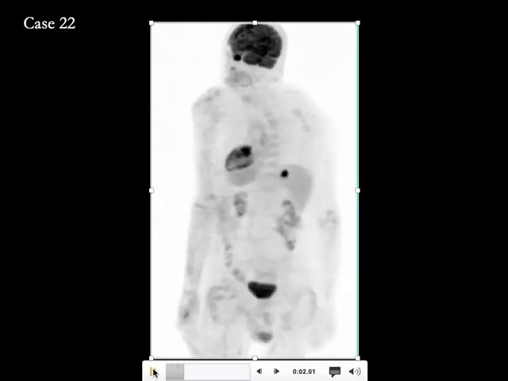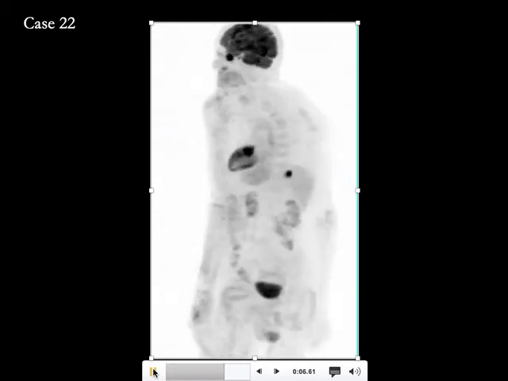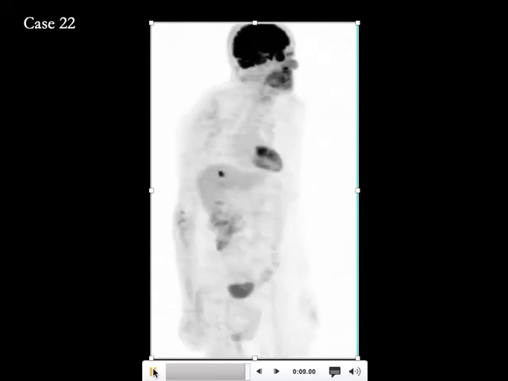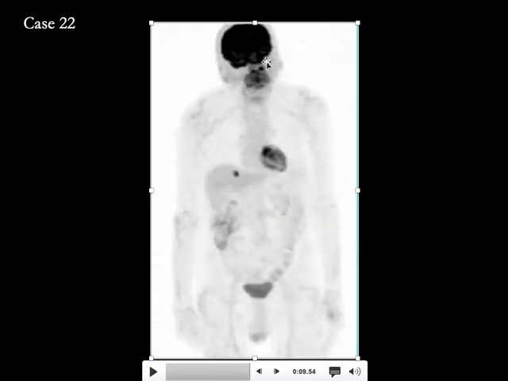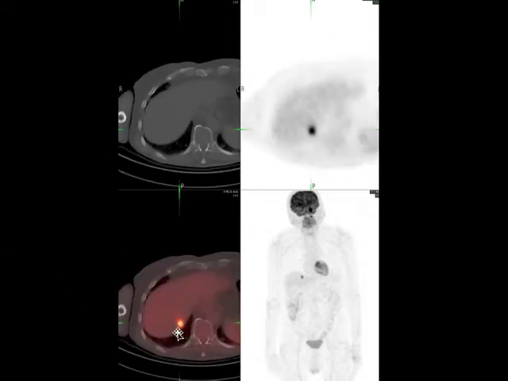Case number 22, a patient with maxillary squamous cell cancer. The primary tumor is seen here in this region, and there is a focus in the liver. Here is how the primary looks on the transaxial fused PET-CT image. The tumor in the maxilla is eroding through the base of the orbit into the retroorbital region, and it shows focal hypermetabolism. They have a solitary liver metastasis, which is seen here on the fused PET-CT image.